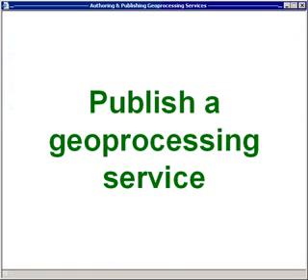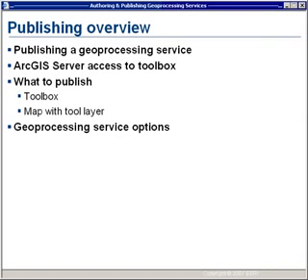Demo. Thanks, Nathan. So the last section we're going to look at is publishing a geoprocessing service. In this section, we're going to take a look at the process of publishing a geoprocessing service. We'll look at ArcGIS Server access to the toolbox and the map. We look at what to publish, where we can publish either a toolbox or a map with a tool layer. And we'll take a look at some geoprocessing service options.